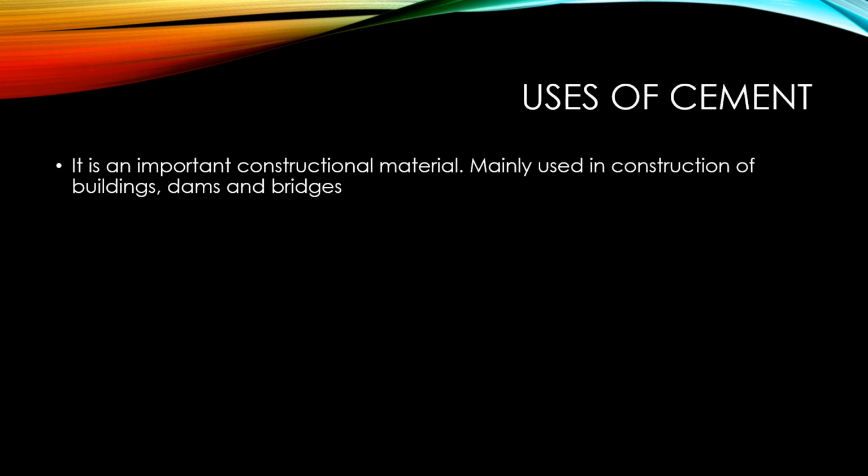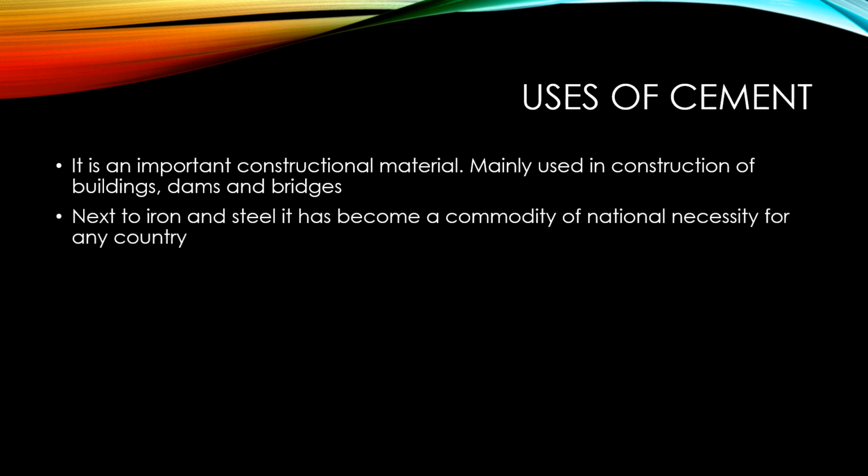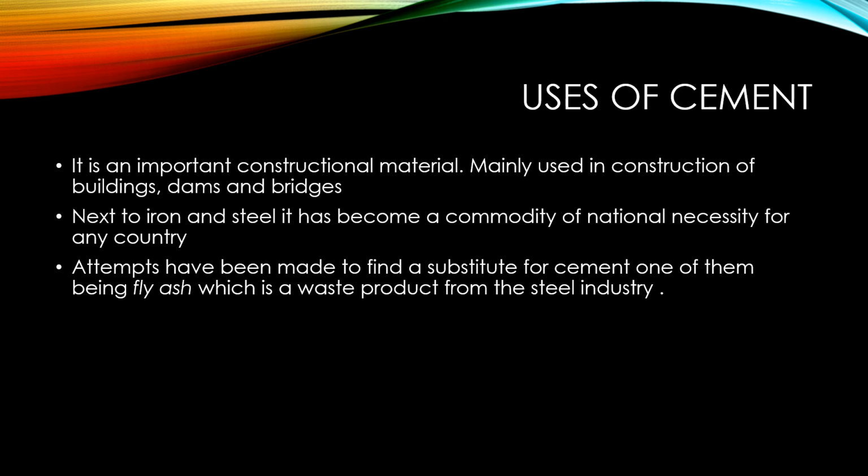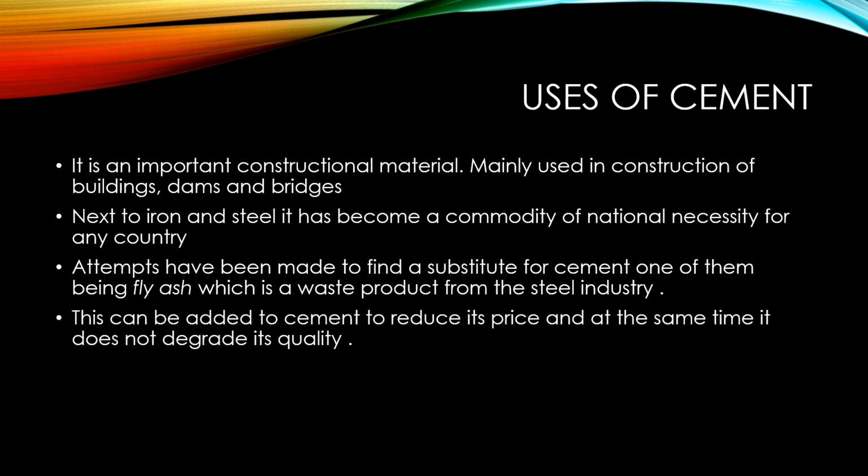The uses of cement are as follows. It is an important constructional material mainly used in the construction of buildings and dams. Next to iron and steel, it has become a commodity of national necessity for any country. Attempts have been made to find a substitute for cement, one of them being fly ash, which is a waste product from the steel industry. This can be added to cement to reduce its price and at the same time it does not degrade its quality.